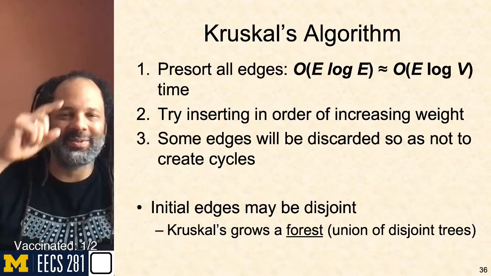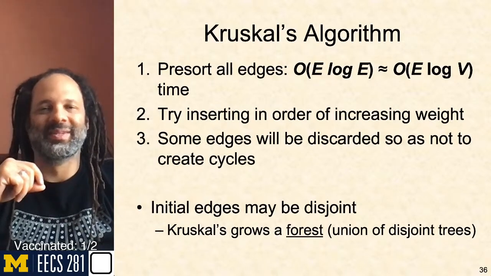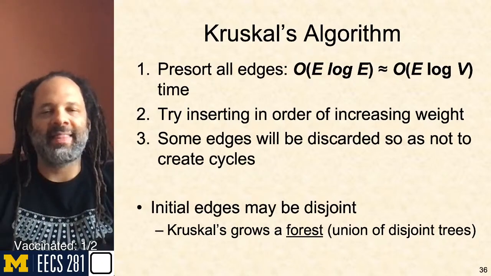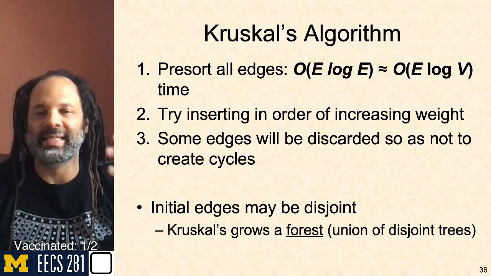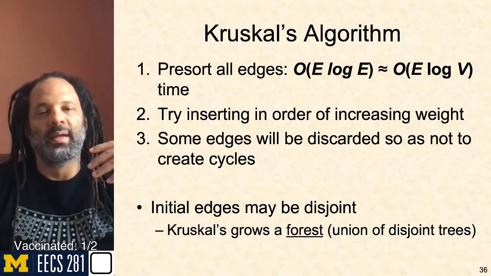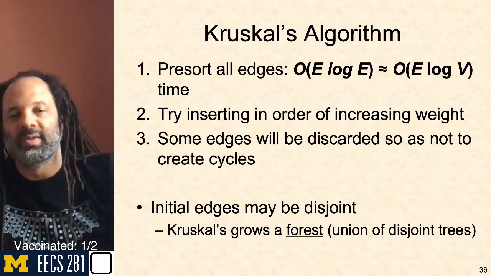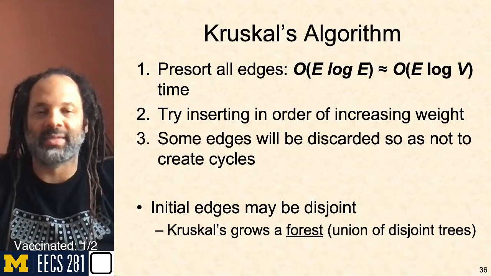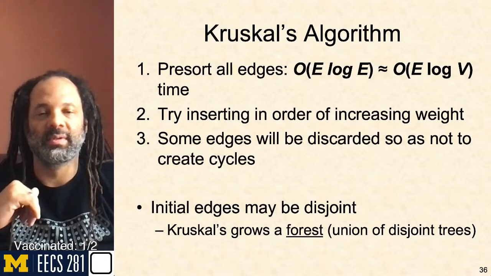So Kruskal's algorithm, yeah, that's a sparse graph algorithm, right? So pre-sort all the edges, and then what we're going to try to do is insert them in order of increasing weight. So this is a decreasing sort. I said that backwards. It's not a decreasing sort, it's an increasing sort. We're going from small to big. So we're going to try to insert them in order of increasing weight. That's what step 2 says. Any edges that create cycles get thrown out.